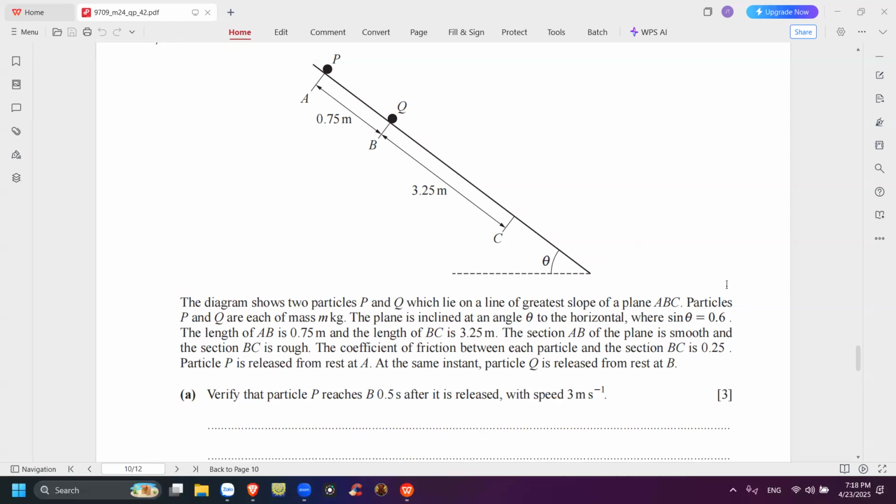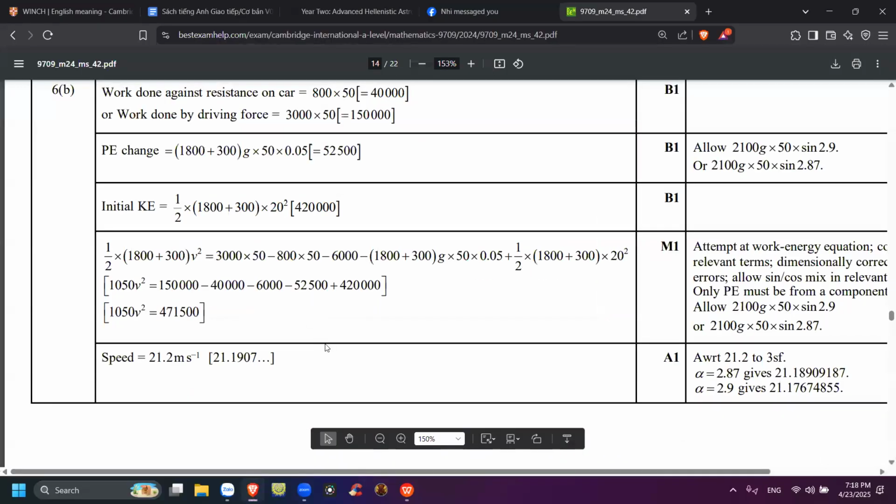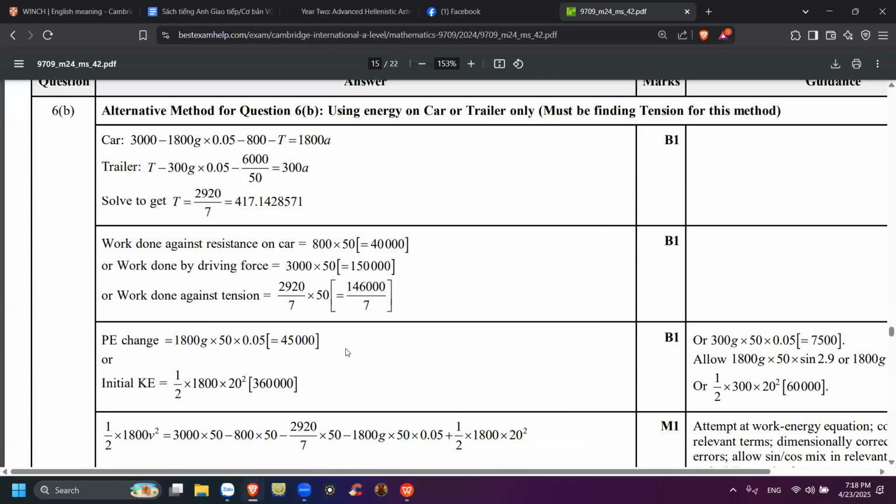Okay, so let's try that. And I would like to go to the mark scheme and see how they do it. Okay, using energy on car and/or trailer only must be finding tension for this method. If we use the energy method for the car and the trailer alone, we must find the tension T for this method.